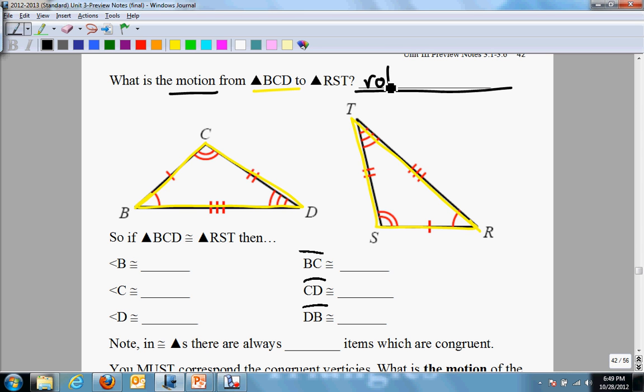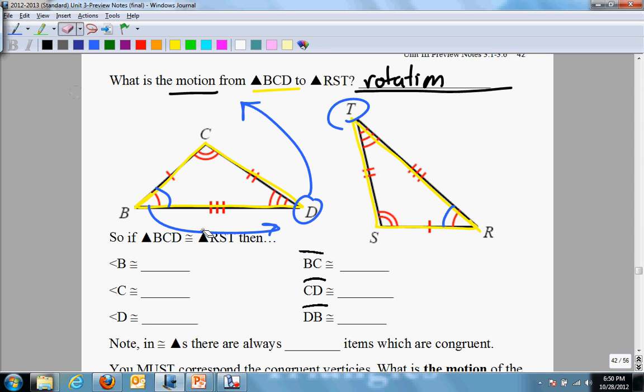You should have said rotation. If you look very carefully, point D, which corresponds to point T, rotates upward. And as you rotate upward, this single sweep B, which corresponds to R, comes this way. So it's a rotation motion going on there.